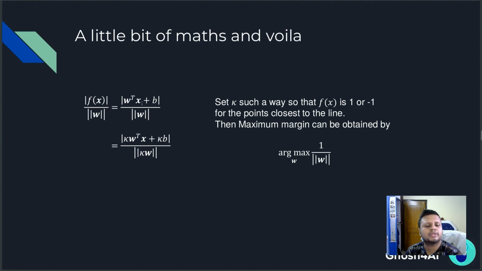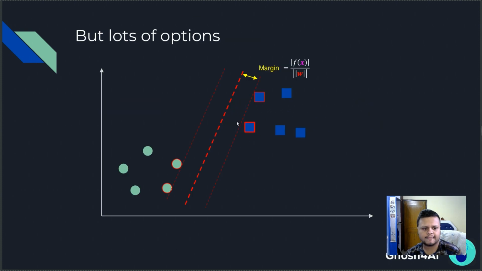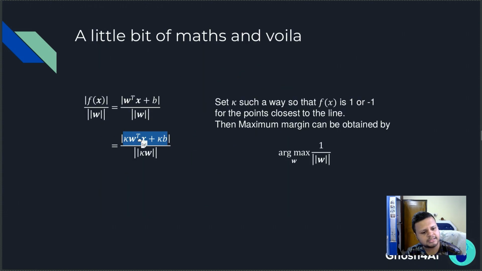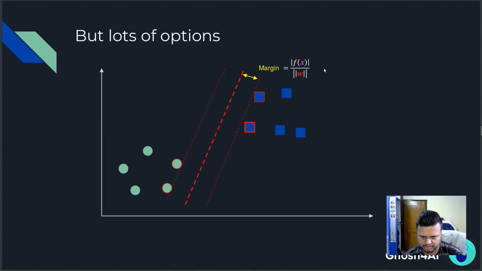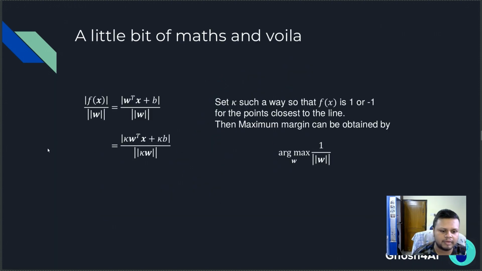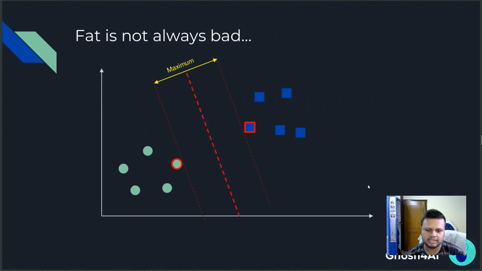So f(x) is basically (w transpose x plus b) by the L2 norm of w. We can use a multiplier of say kappa in the numerator and denominator now, and we can choose the kappa in such a way that for the points which are nearest to the margin, the f(x) value becomes 1. So we can select this kappa in such a way so that f(x) equals 1 or minus 1 for the point closest to the line. Then the maximum margin is given by 1 by the L2 norm of w, because this top portion will become 1. And so say this is the maximum separating hyperplane, and by simply maximizing this condition we can achieve the angle for which this hyperplane gives me the maximum margin.